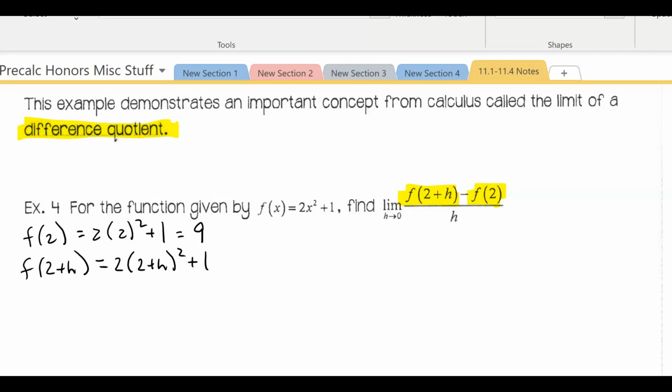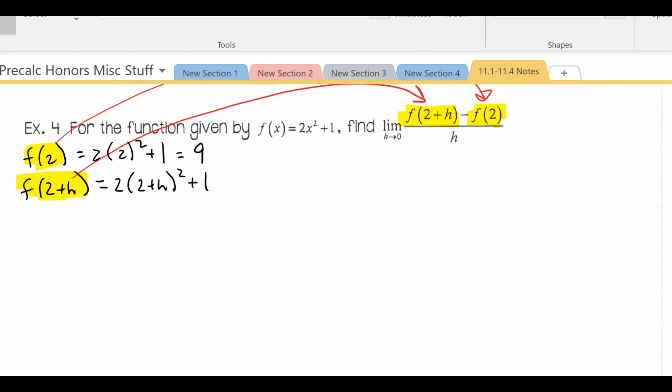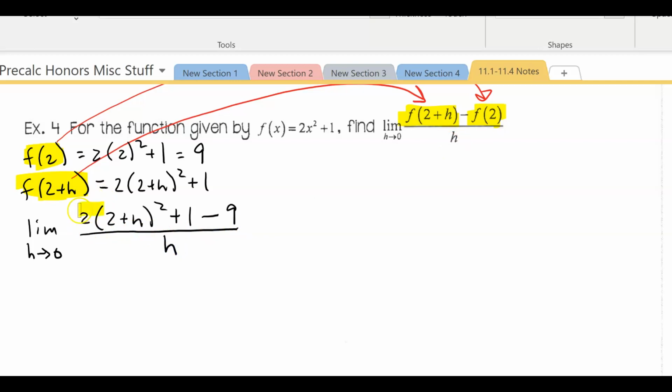Now that I know what f of 2 is and what f of 2 plus h is, I'm going to substitute these back in. I've got the limit as h approaches 0. f of 2 plus h was 2 times 2 plus h squared plus 1, and then minus f of 2, which was 9, all over h. So here's our f of 2 plus h, and here's our f of 2.